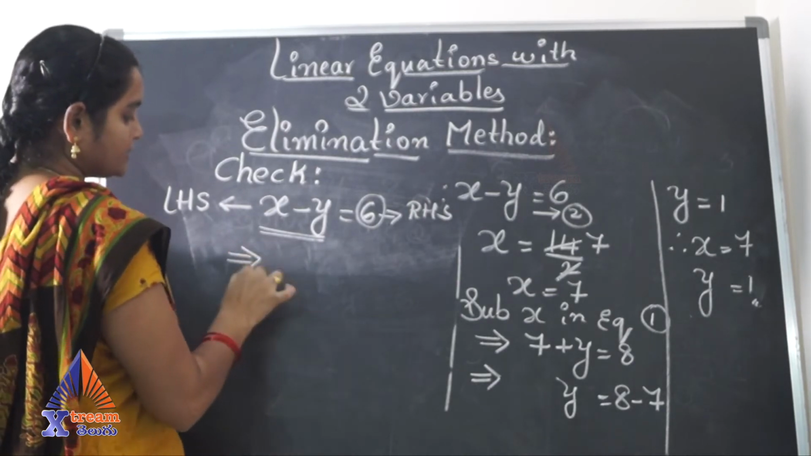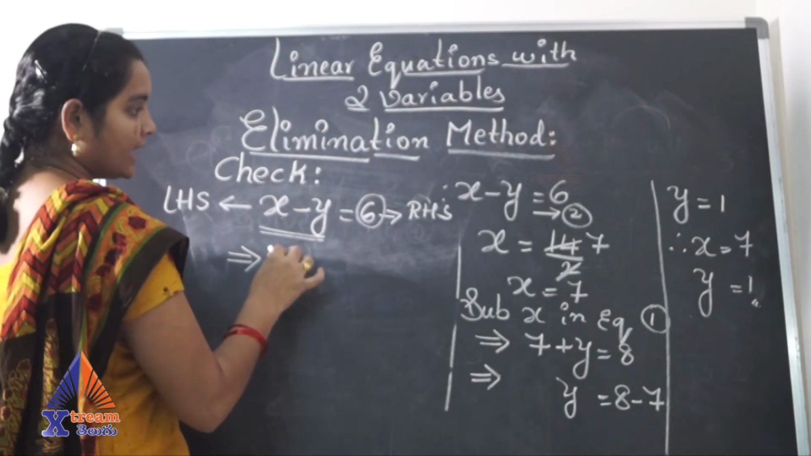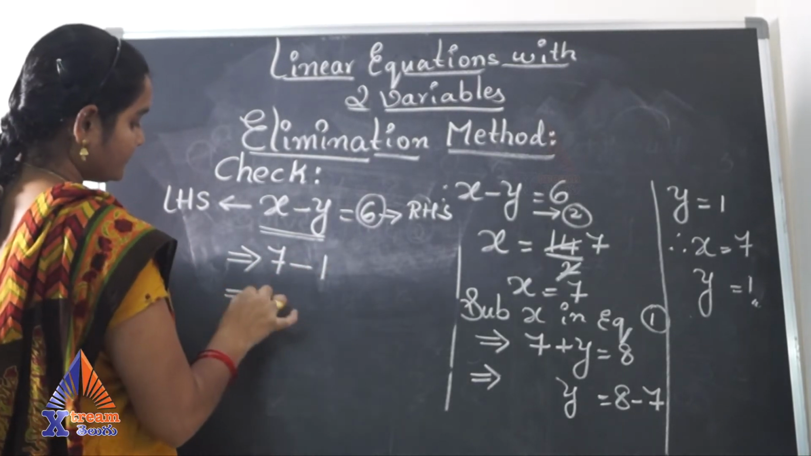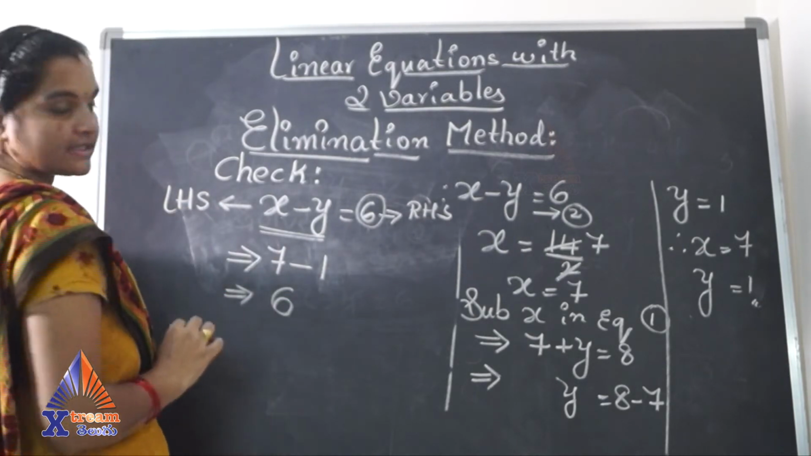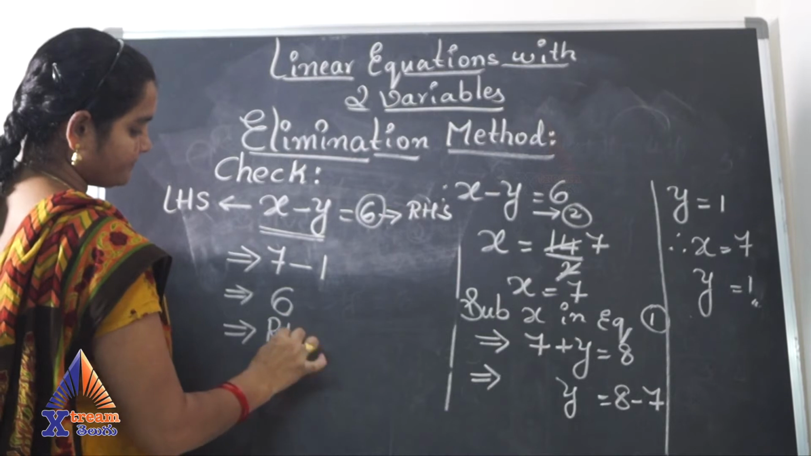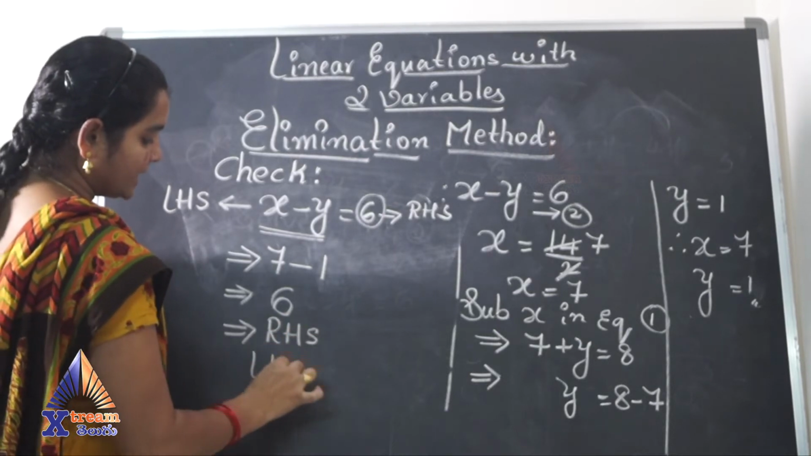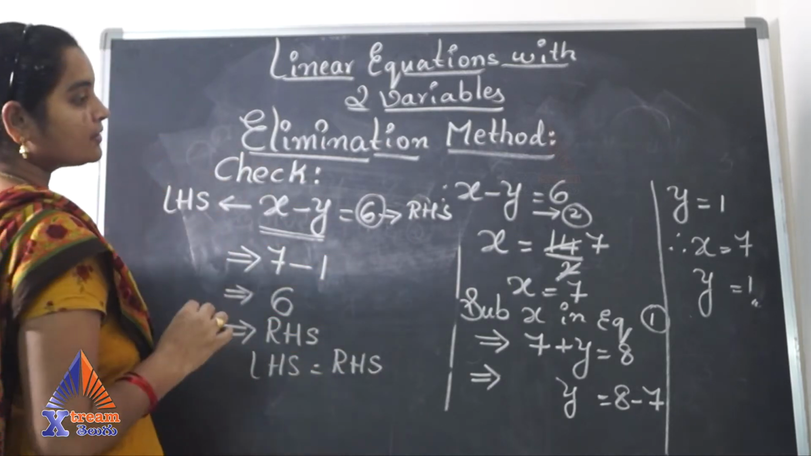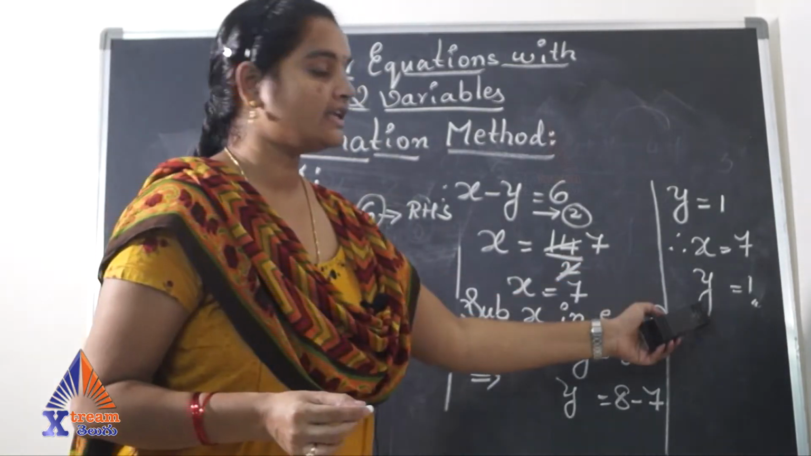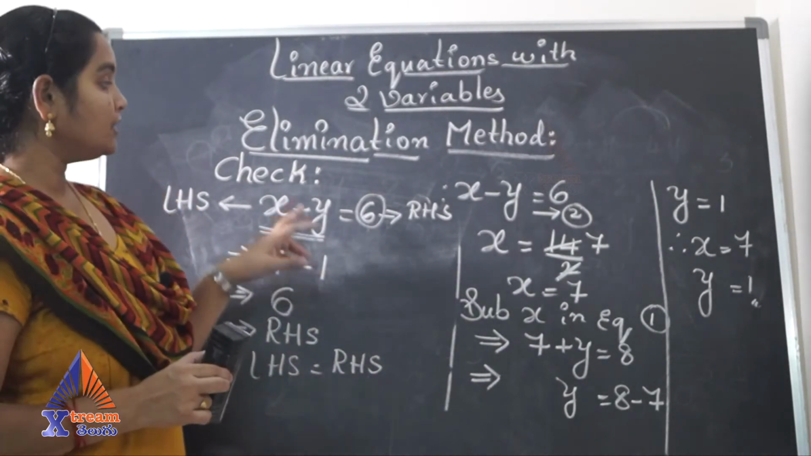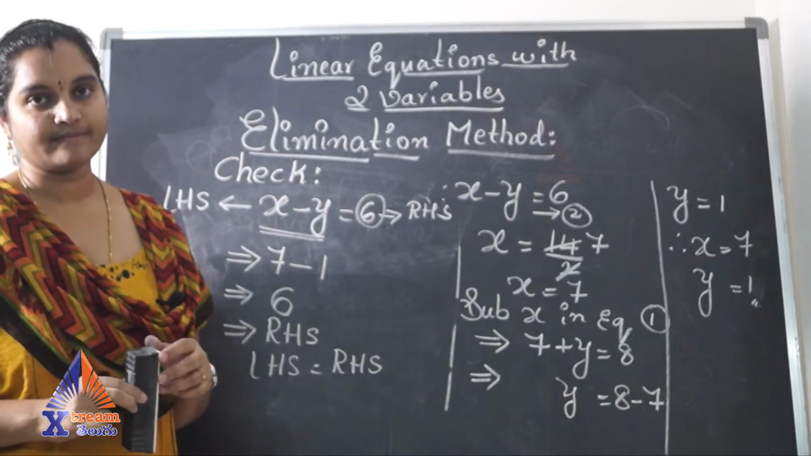Now let me substitute here. x is 7 minus y is 1, which we get as 6, which is nothing but our RHS. So we got LHS equal to RHS. So x is equal to 7 and y is equal to 1 are not only simply the values but also solutions of these equations.